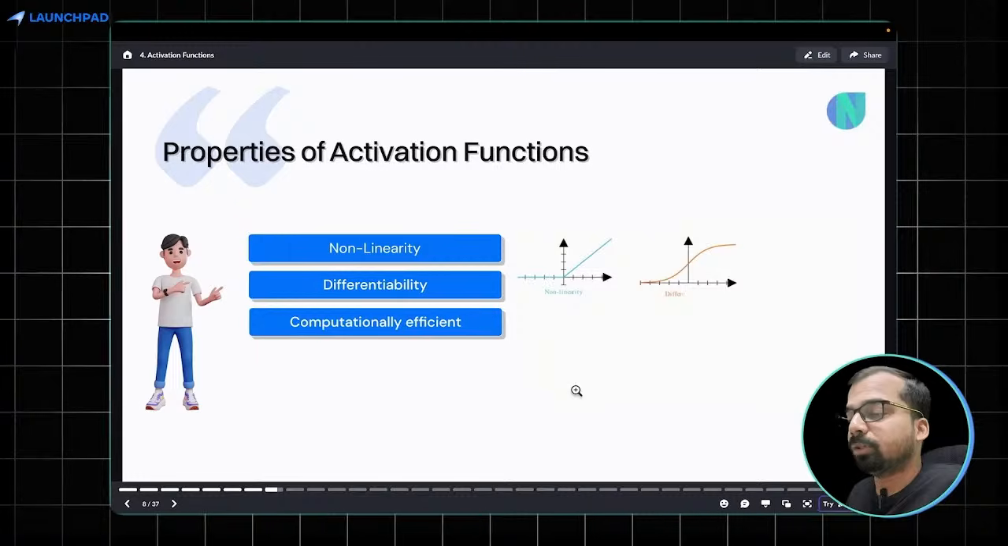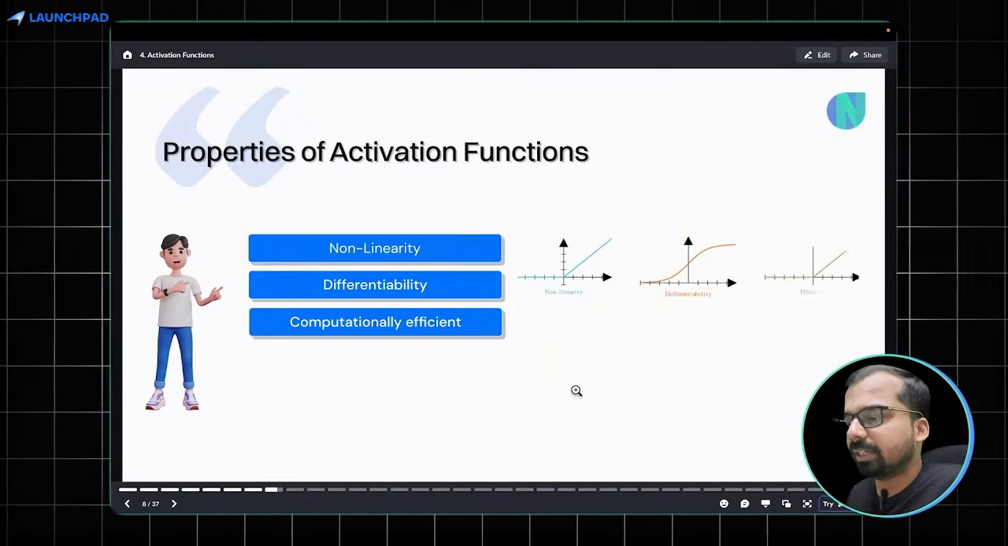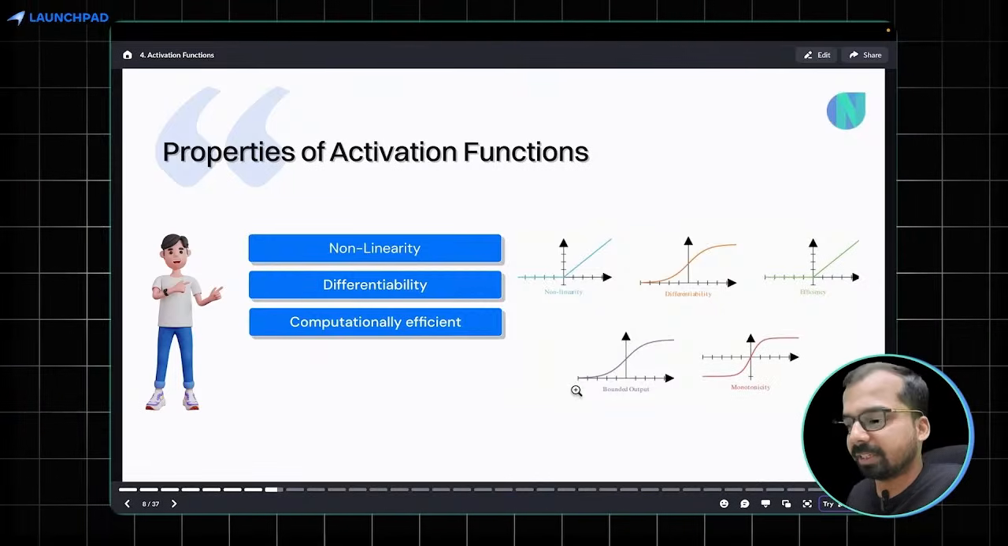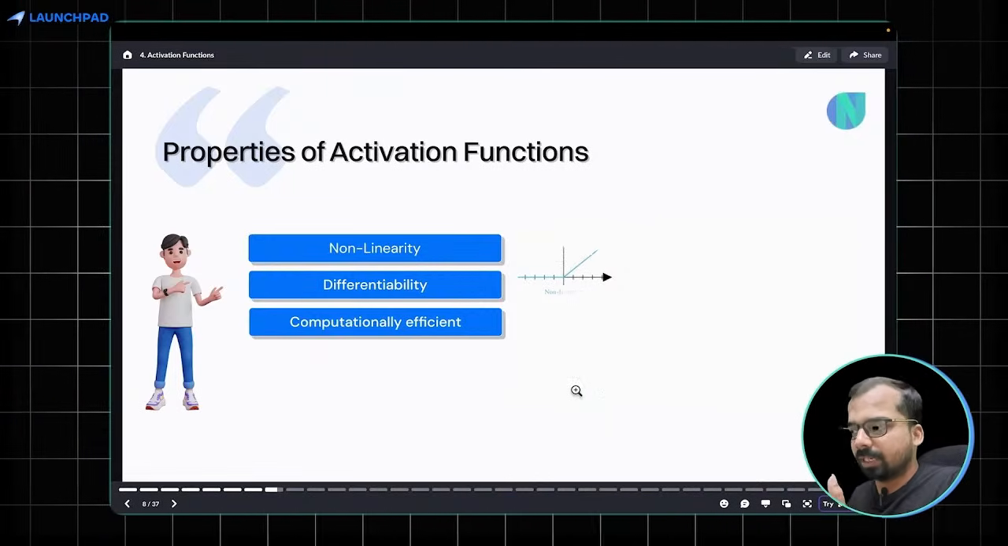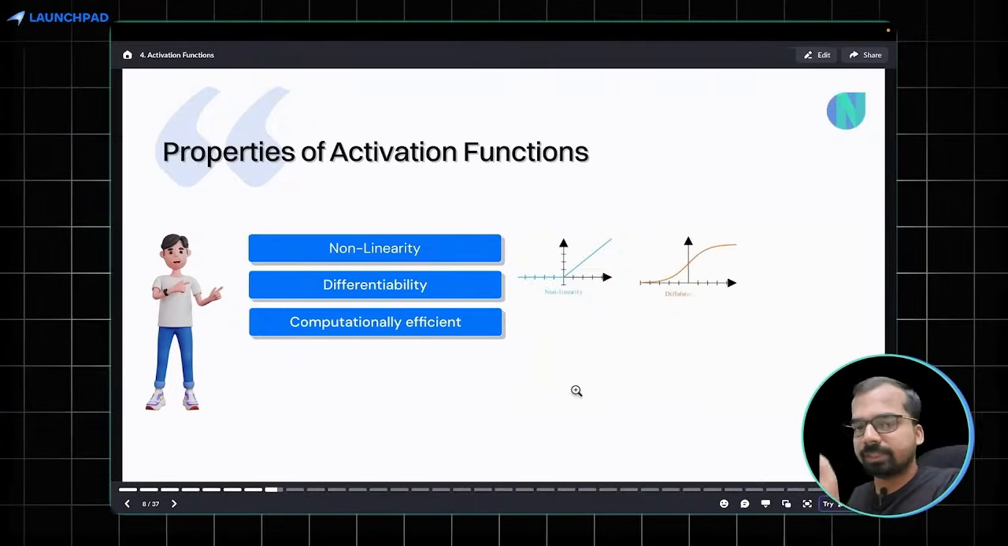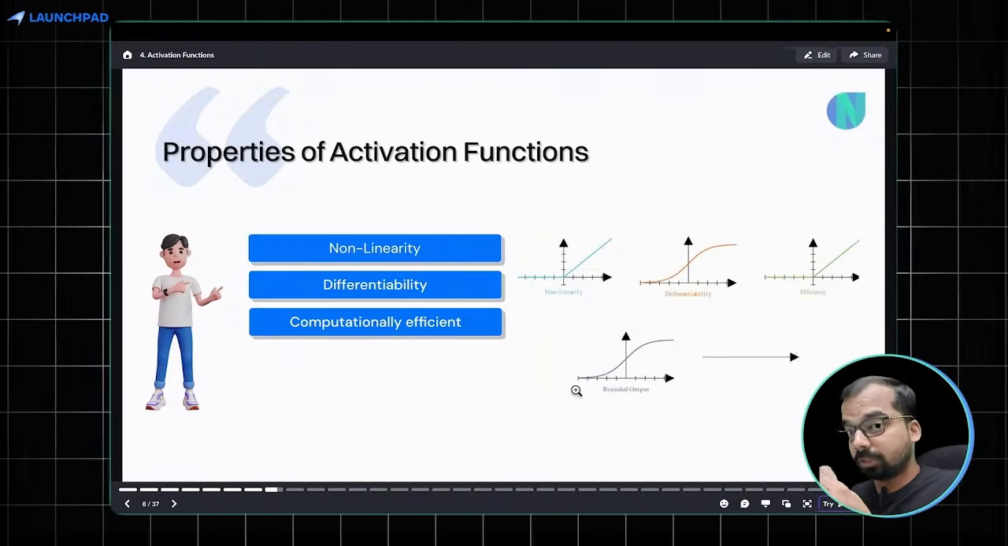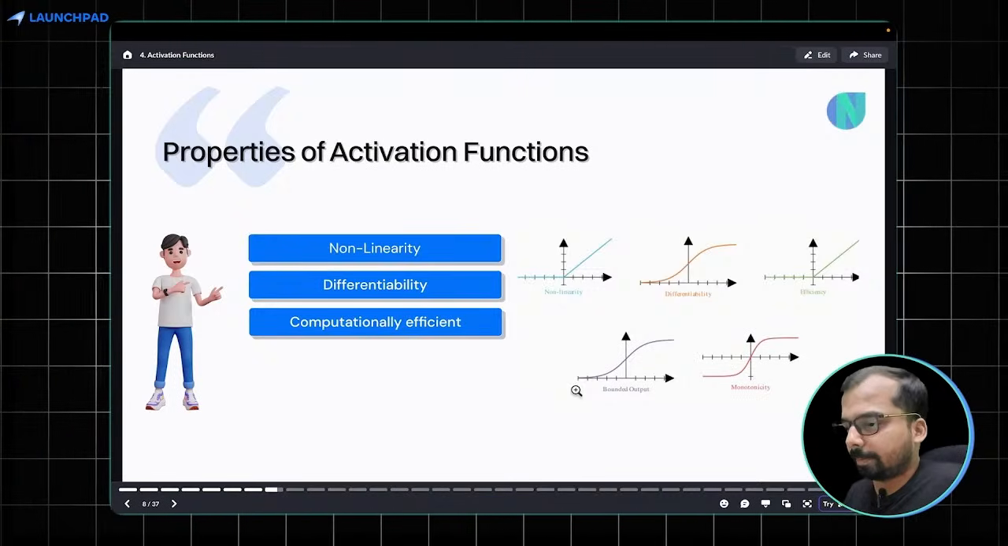It should be computationally efficient. It should not be a very computationally expensive process, because imagine you have so many layers and so many neurons, and every neuron has an activation function. So computing that also takes time.